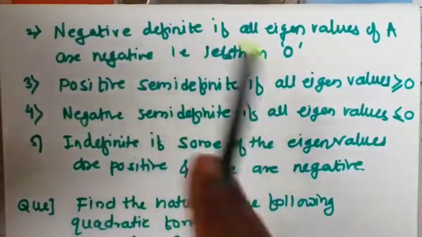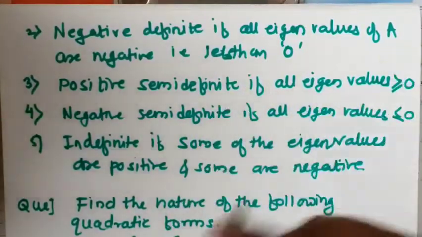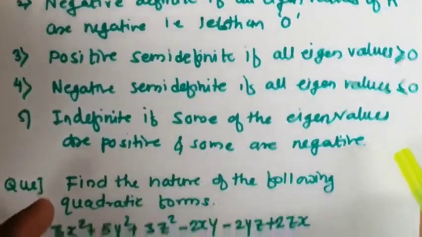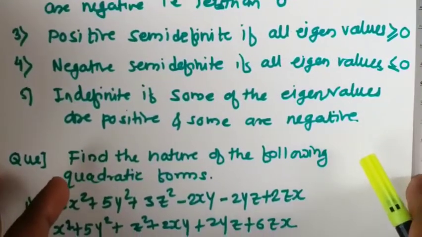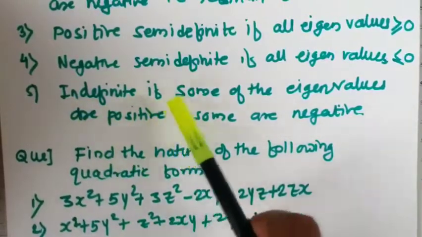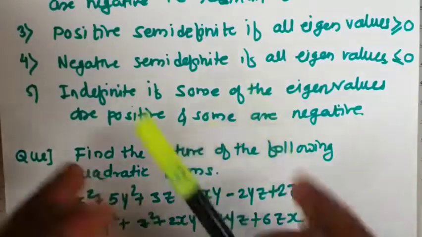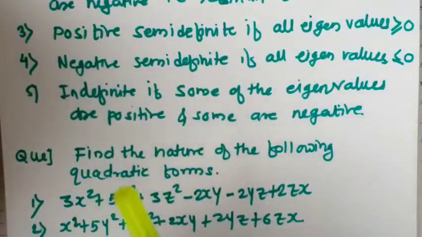Negative semi-definite is opposite to that. If all eigenvalues are less than or equal to 0, means some eigenvalues are 0 and some eigenvalues are negative, in that case that quadratic form can be called negative semi-definite. And when do we call it indefinite? If some eigenvalues are positive and some eigenvalues are negative, if we have mixed eigenvalues, in that case that quadratic form can be called indefinite.